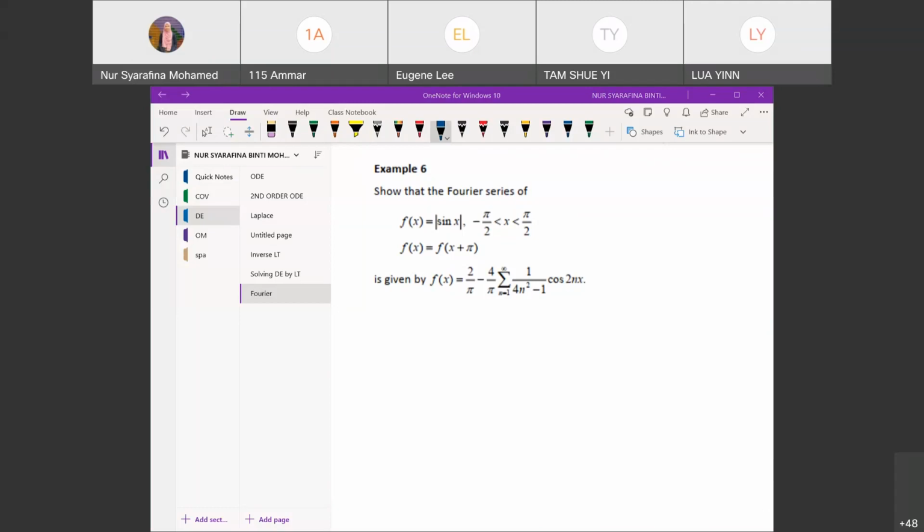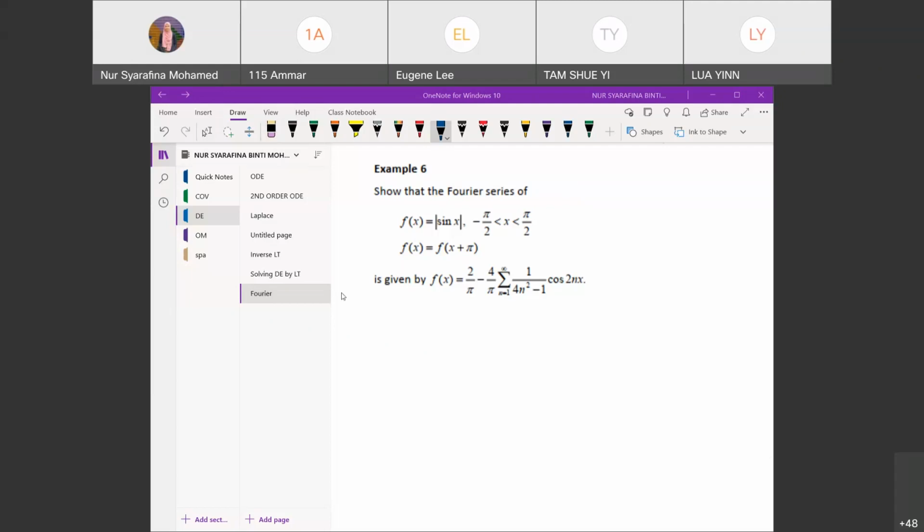I'm not going to show this one by one, so you had better understand this. Example 6, 7. As for today, we're going to proceed with how to obtain this Fourier series expansion here. Okay, anyone? How can we determine whether it is even or odd? By doing what? You have to plot, right?